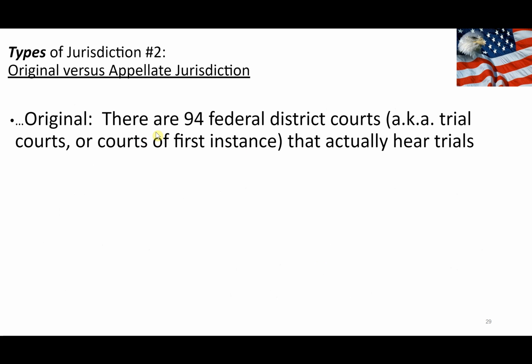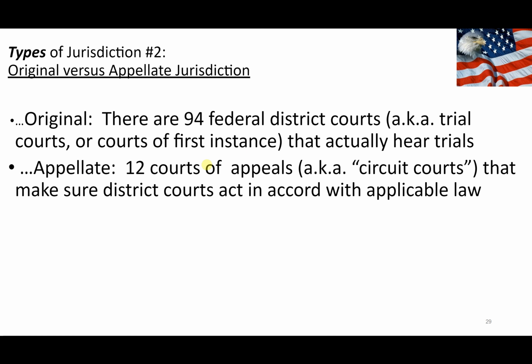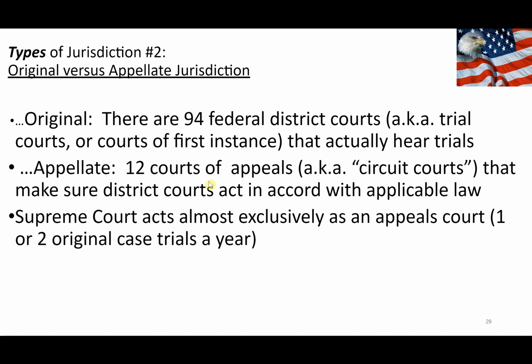Now original jurisdiction is where the 94 federal district courts actually hear trials for the first time. Appellate jurisdiction is when the 12 courts of appeals, aka circuit courts, make sure that the district courts act in accord with applicable law. Basically, they will strike down any decision by the district courts if they find they were acting unconstitutionally. However, they will not make a decision of who loses or who wins the case. The Supreme Court acts almost exclusively as an appeals court, with 1 or 2 original case trials a year.